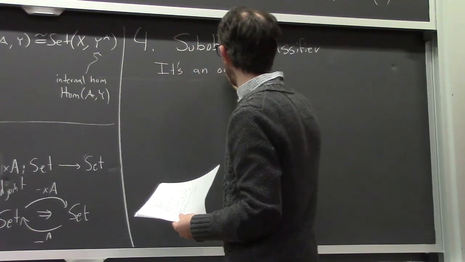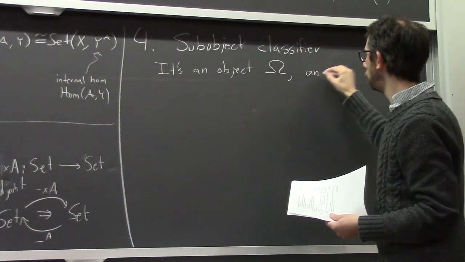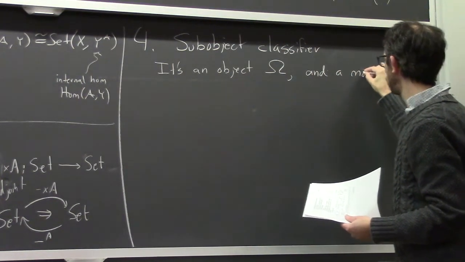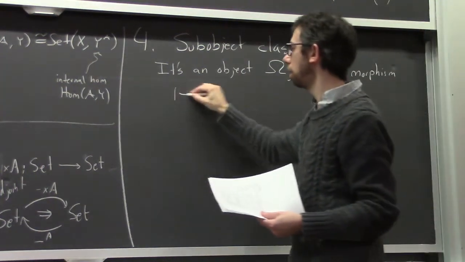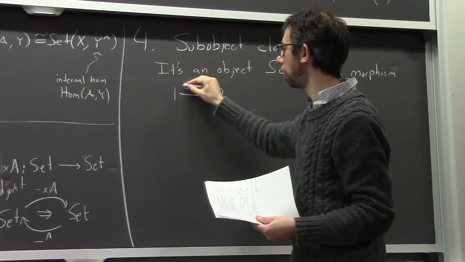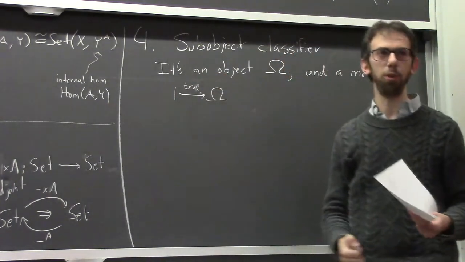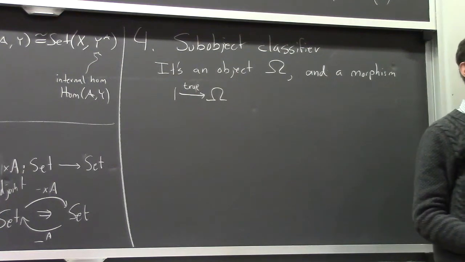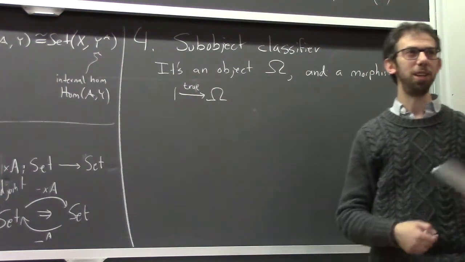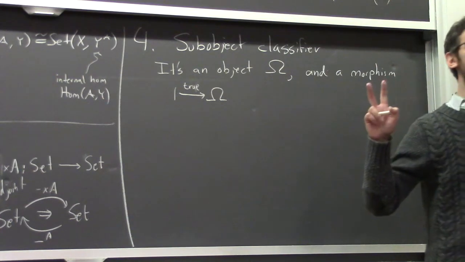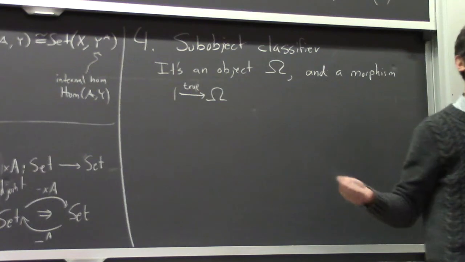It's an object in the category, and a monomorphism, or a morphism 1 to omega that we're going to call true. Now you don't use a word like true in mathematics very lightly, since you don't have very much namespace. You're not going to repeat different things being the thing that is called true. So this is our closest name for what this thing is.